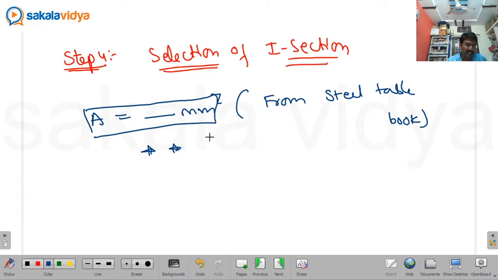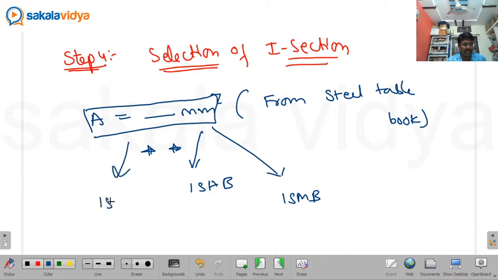So you may get a doubt: which section do we have to select? We can select ISHB, or we can also select ISMB, or ISLB, but we need to select only one section. Any section we can select, but that section must be suitable for the area obtained. So based upon this area itself, we have to select one suitable I section.